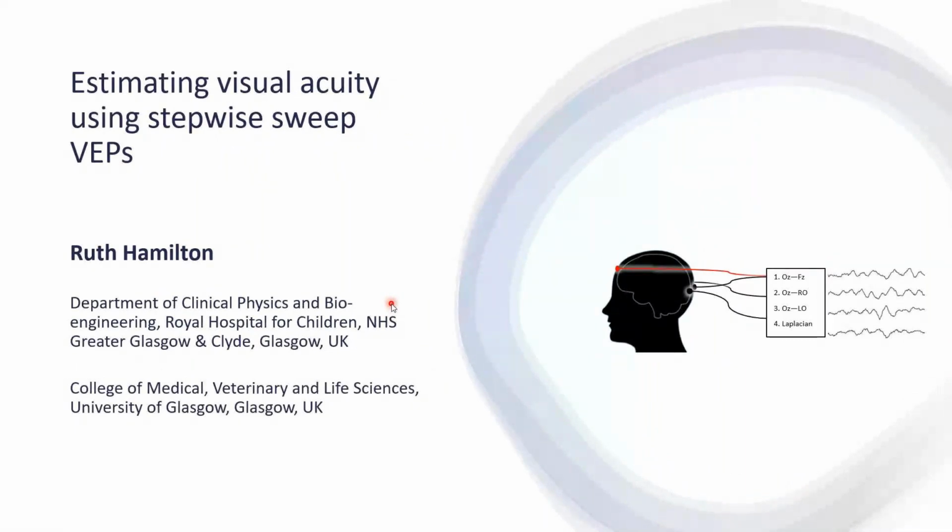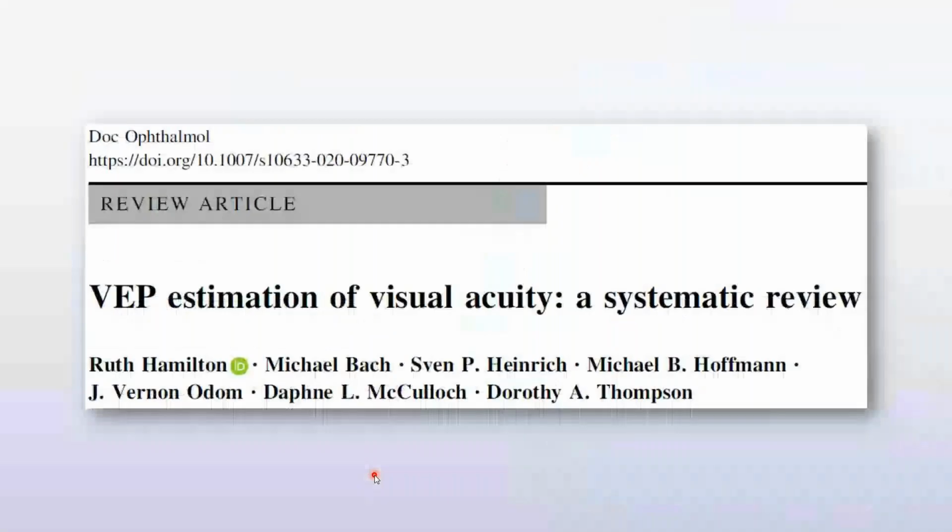So we're going to move on now and go over some of the theory and practice behind VEP estimation of visual acuity. Let me just get control of the slides. Okay, a little bit of lag. So this review paper, which I think the organisers have put in your materials, was written in 2021 by the people here and has really all the information that you probably need and lots of detail. Published open access from Documenta Ophthalmologica.